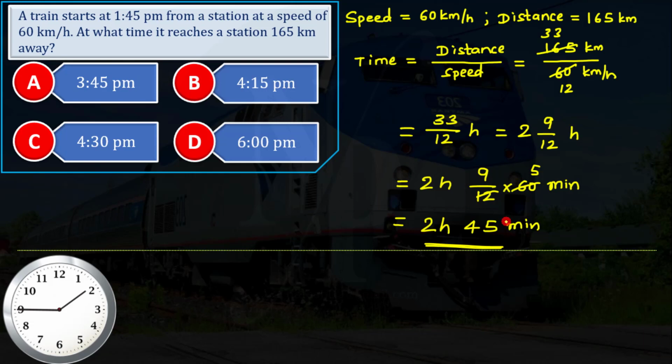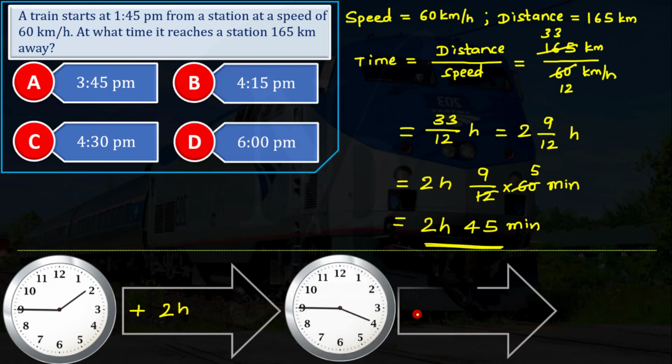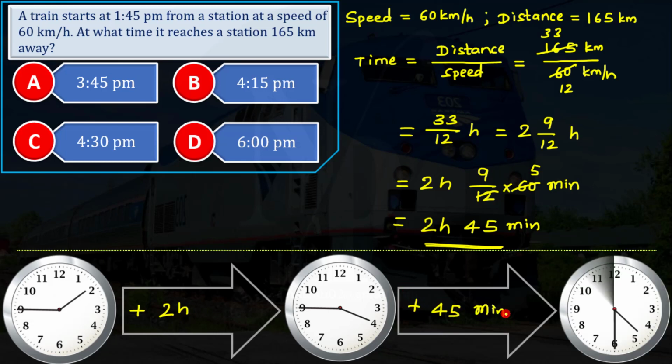Now to find at what time it reaches the other station, look at this clock. The time when the train started was 1:45 p.m. and 2 hours after 1:45 p.m., so 1:45 p.m. plus 2 hours will be 3:45 p.m. and 45 minutes after 3:45 p.m., so plus 45 minutes will be 4:30 p.m. So the time when the train reaches the other station is 4:30 p.m., which is in answer option C, and this is the correct answer for this question.